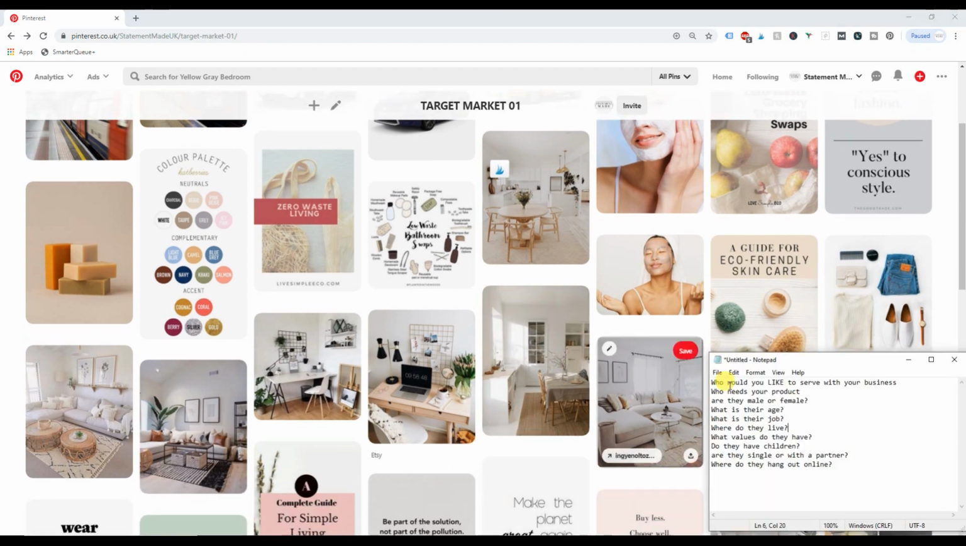Now, obviously, as I said at the beginning, keep referring back to your questions just so it can give you search ideas on Pinterest to create a more visual representation of your target market.